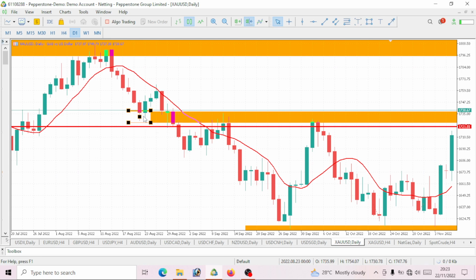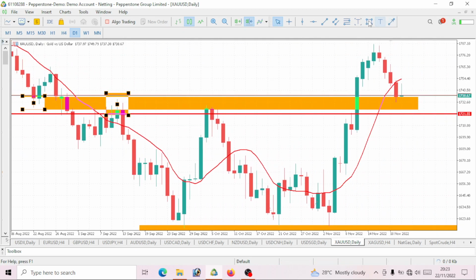We saw a reaction at this level. We saw price came to this level, pull back to tap this level. We saw a reaction at this level. Now, take a look at it here. Price also reacted at this level.